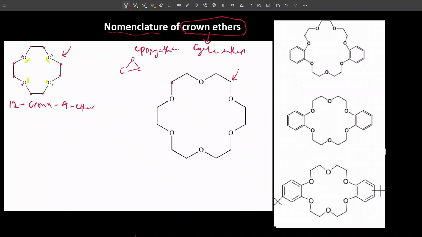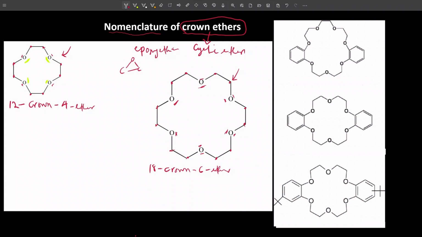As I said, count the number of atoms we have. 1, 2, 3, 4, 5, 6, 7, 8, 9, 10, 11, 12, 13, 14, 15, 16, 17, 18. So we'll call this 18 crown. I think that's clear now. Then count the number of oxygens we have: 1, 2, 3, 4, 5, 6. So we call this 18 crown 6. That is the name of this crown ether.